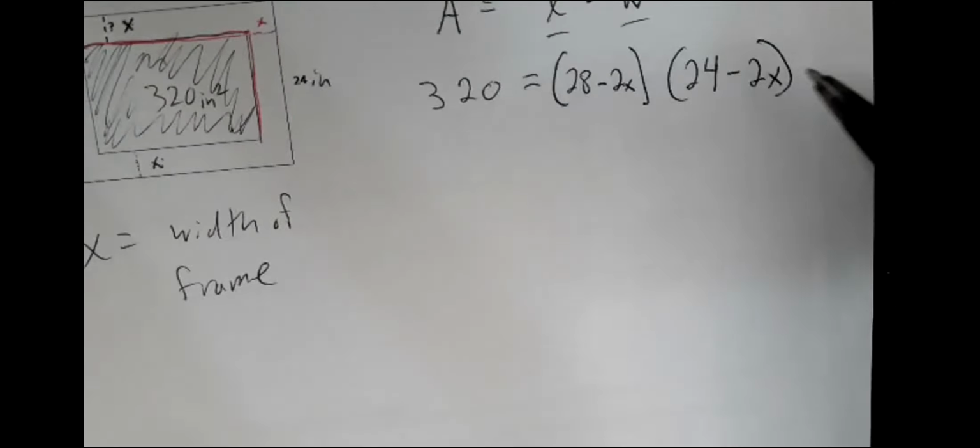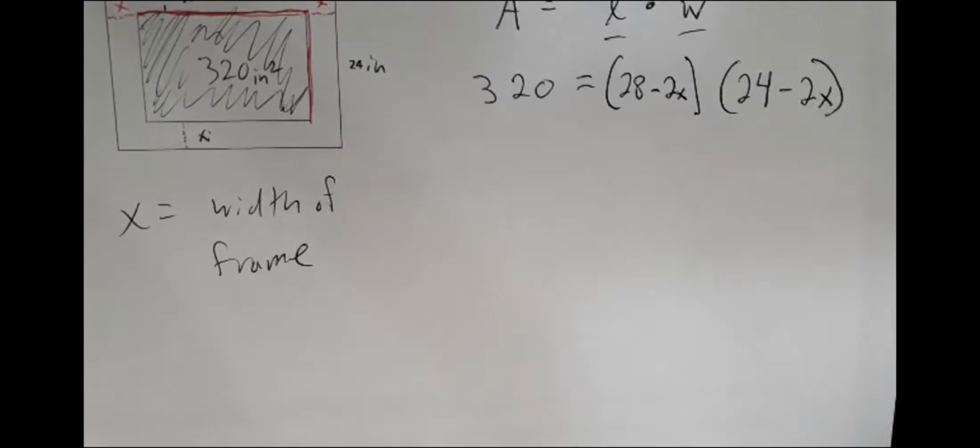In order to solve this, you might want to just say, oh, I could subtract the 320 or something. We can only do the zero product rule if we set one side equal to 0. So this is probably the furthest from being solved that something can be. We have to do some distribution before we do some factoring. So 28 times 24 is going to give me 672.